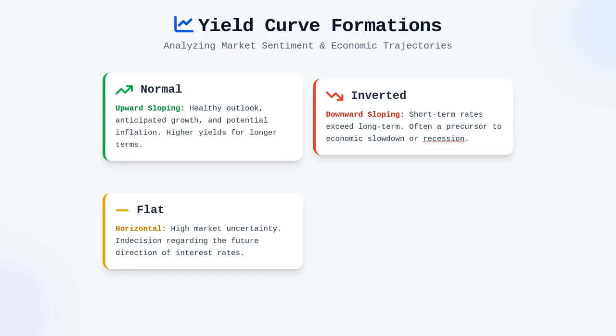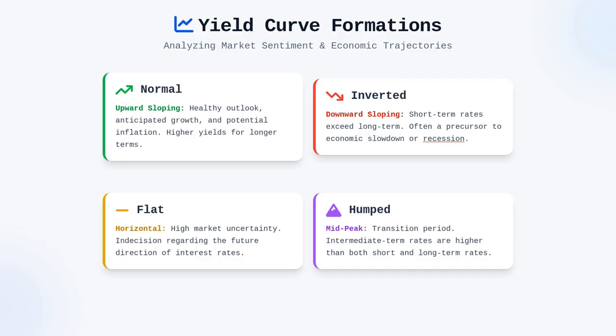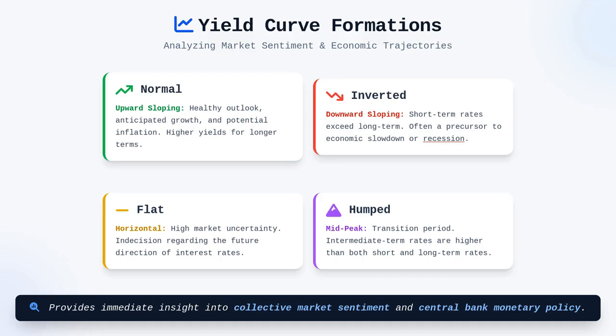A flat curve suggests market uncertainty regarding the future direction of interest rates, while a humped curve often reflects a transition period where intermediate-term rates are higher than both short-term and long-term rates. Each of these profiles provides immediate insight into the collective sentiment of the market participants and the anticipated trajectory of central bank monetary policy.